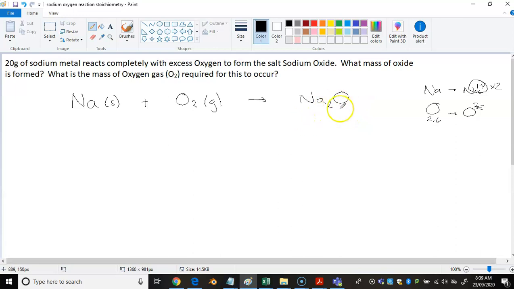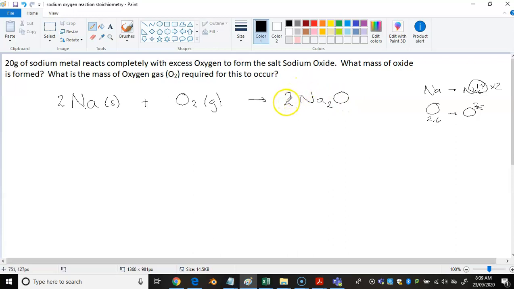All right, so now that we've got the formula for the product, let's balance the equation. So we'll have a look at each one from left to right. We've got 1 sodium here, 2 sodiums here. So let's put a 2 there, that's fine. So now 2 sodiums, 2 sodiums. Now I've got 2 oxygens here and only 1 oxygen here, so I have to double this.